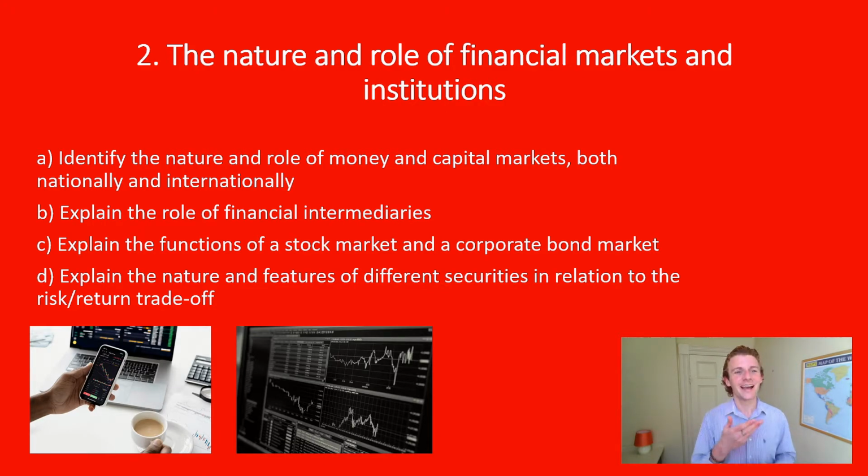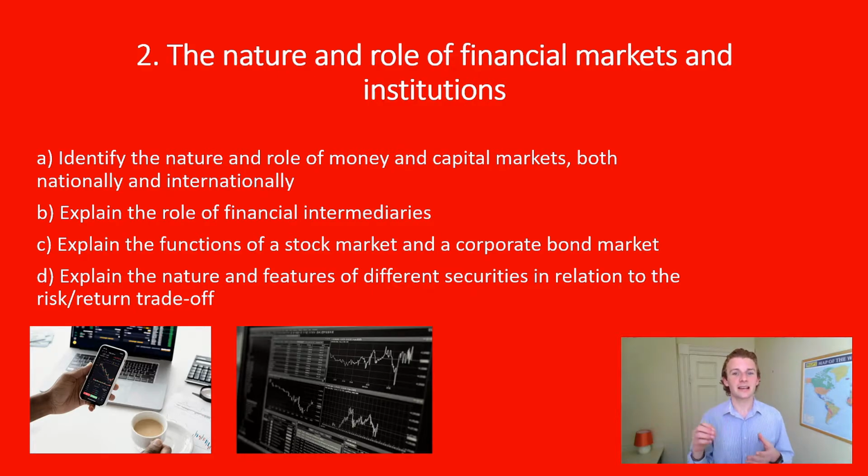Coming on to part C now, explain the functions of a stock market and a corporate bond market. Well, this nicely links on to part D here, to explain the nature and features of different securities in relation to the risk and return trade-off.